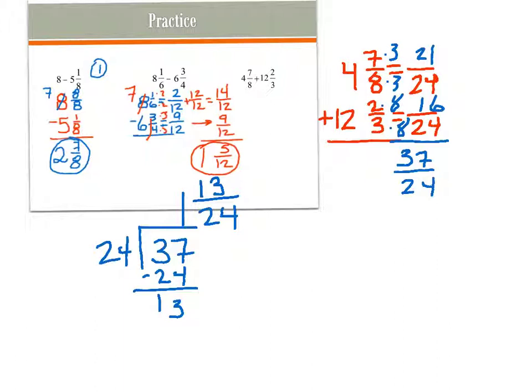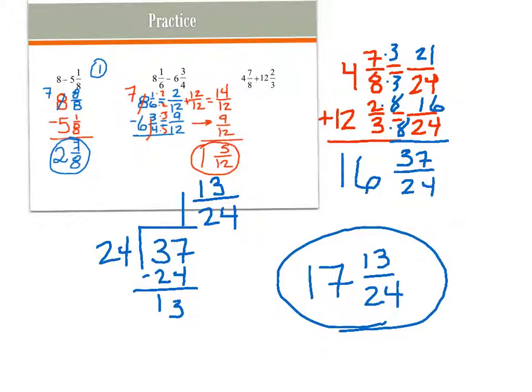I'll add whole numbers. 12 plus 4 would give me 16. So 16 plus 1 gives me 17. And then I'll keep 13 over 24 as my final answer. And that is also in simplest form. The GCF, again, remember I want to divide by the GCF. Well, 1 is the GCF of 13 and 24, therefore it's in simplest form.